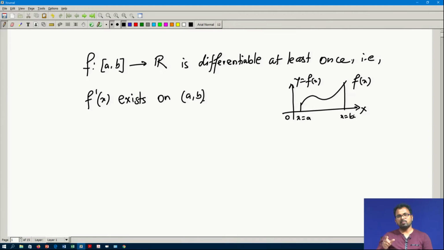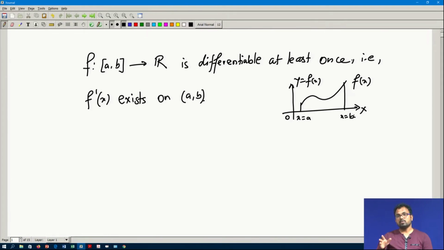So, basically it means that the tangent will exist at every point between a to b, and if the tangent exists, then we can at least talk about the maximum and minimum. So, that means if you have a very nicely behaving function, when I say nicely behaving, it means that it must be differentiable at least once. Now, it can be differentiable twice, thrice, 4 times. We are not concerned about that. We are just concerned with whether it is differentiable once or not.